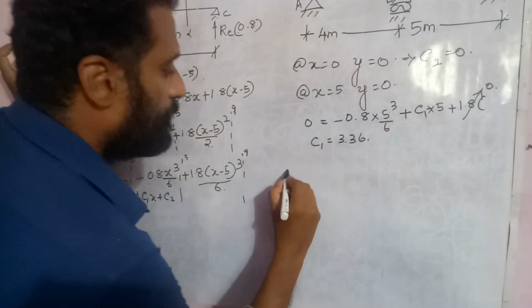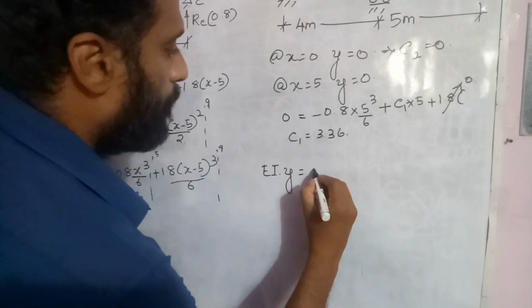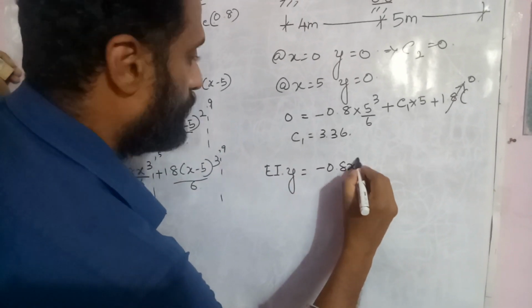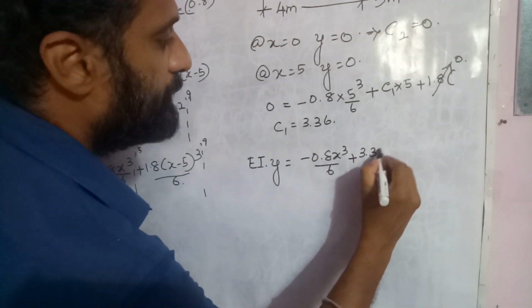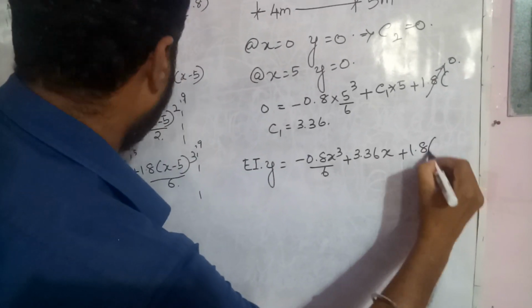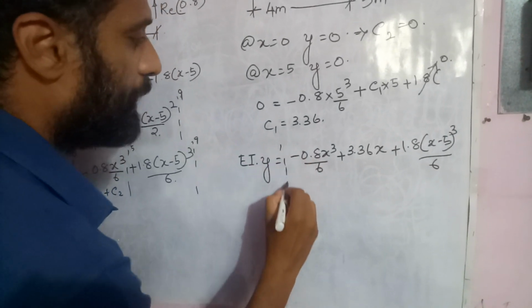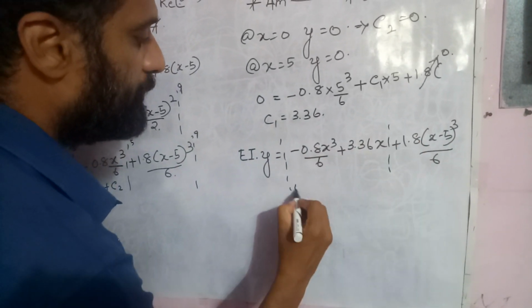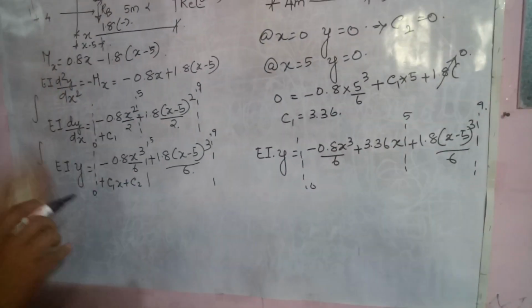So the final equation of deflection, EI into Y, is equal to minus 0.8 x cube by 6 plus 3.36 of x plus 1.8 into x minus 5, the whole cube, divided by 6. I am segmenting it, though this is the 0 to 5 and this is the 0 to 9 equation. You need to keep that in mind.